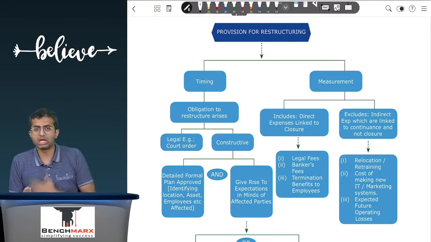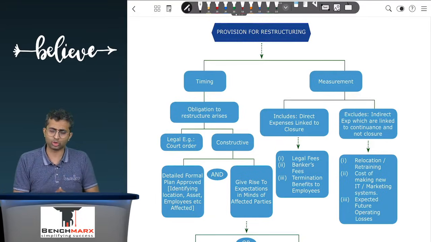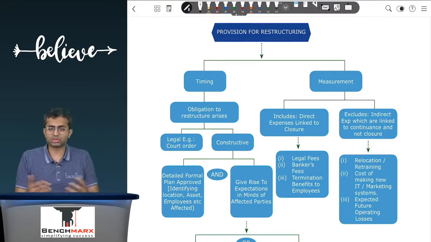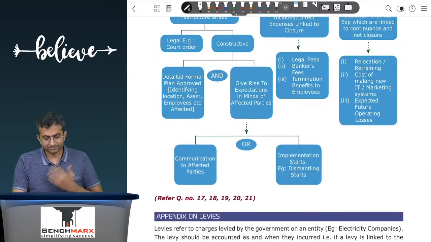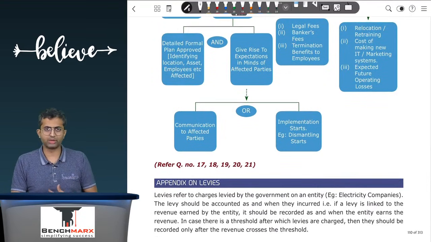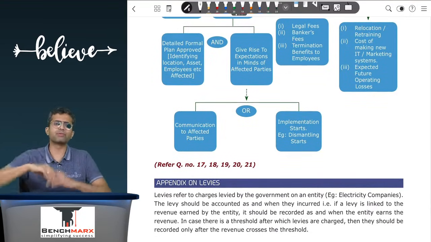Similarly, other items like expected future operating losses because of the restructuring, well, they will be recorded as and when the losses are going to happen. We will not create the provision for restructuring for expected future operating losses. So this is the general guidance for restructuring provisions. And the last special appendix that you have is regarding levies.